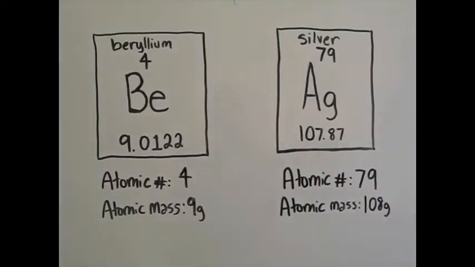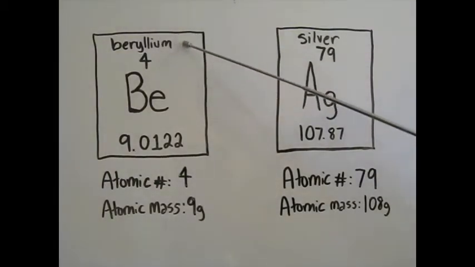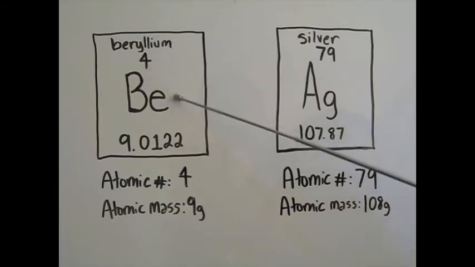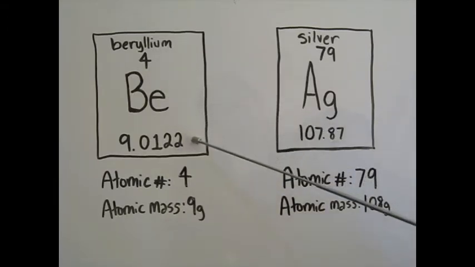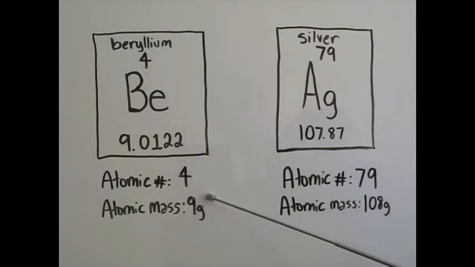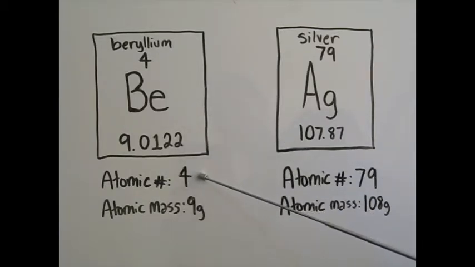Here are 2 examples of how elements are organized on the periodic table. Here we have beryllium. The atomic number is 4, the symbol Be right in the middle, and the mass 9.0122. The mass can be rounded to 9, and the atomic number is again 4. Here we have another example. This is silver. The atomic number is 79, the symbol Ag, and the mass 107.87. Atomic number 79, and the atomic mass is rounded to 108 grams.